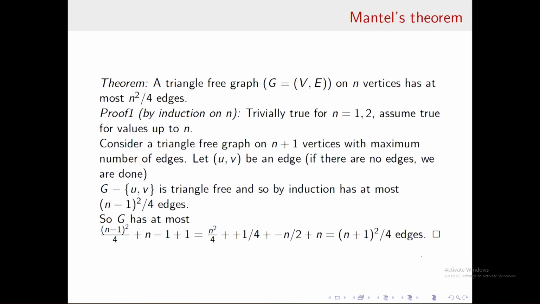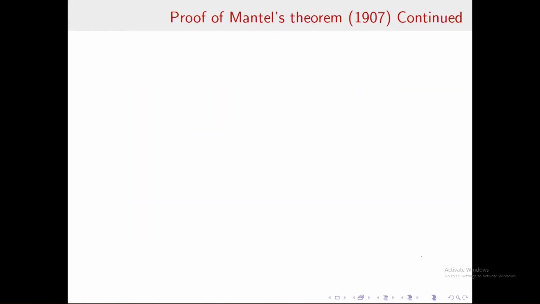Complete bipartite graph n by 2 is one construction. Now this actually tells you that every graph, if it doesn't have a triangle, you can't have more than n square by 4 edges. I'm going to give you a couple more proofs. Okay, so here is a very nice proof which I liked.